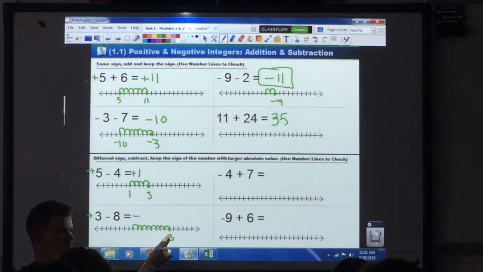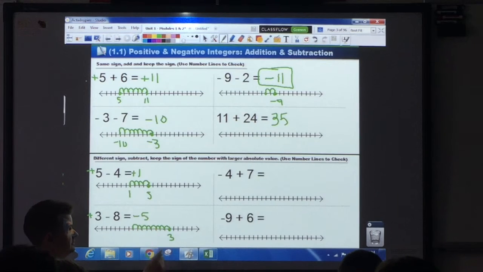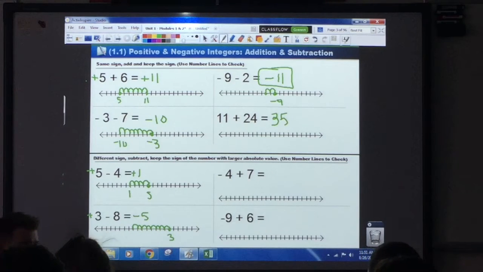Okay, so this is 3. That means that this is going to be 2. This is 1. This is 0. This is -1. This is -2. This is -3. This is -4. -5. That's it. That's all you got to do.